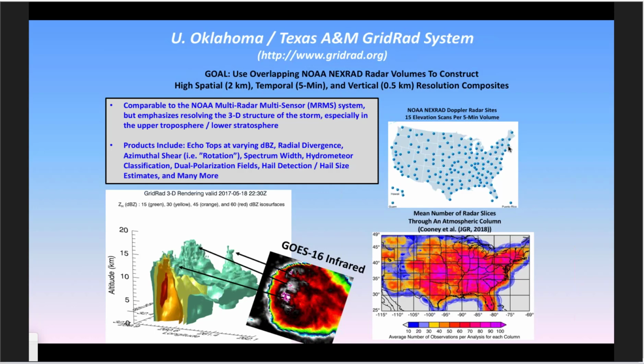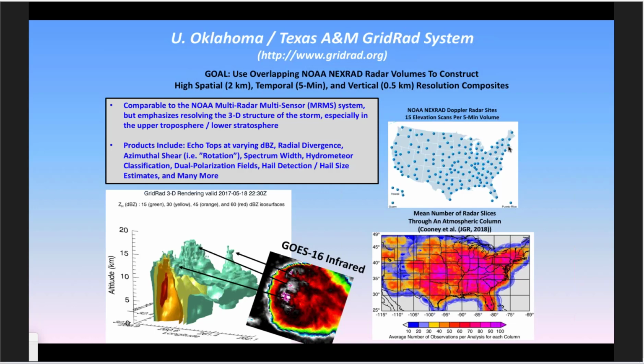And so my colleagues at A&M in Oklahoma have pieced this data together and built pretty high-resolution vertical and spatial resolution composites of these storms. So it's similar to the MRMS system that NOAA has developed over the years, but it really emphasizes the three-dimensional structure of the storm, especially focusing on the upper troposphere and lower stratosphere. My colleagues are very interested in looking at troposphere-stratospheric exchange by overshooting convection, so they really wanted to be sure to get the 3D structure right.